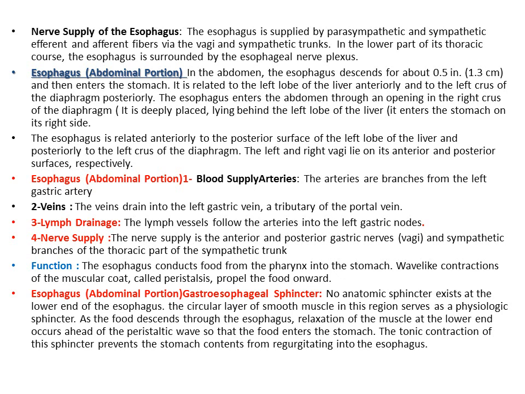The abdominal part of the esophagus: the blood supply is by branches from the left gastric artery, and the venous drainage is by the left gastric vein, an extrabuterary portal tributary. The nerve supply is by the anterior and posterior gastric nerves, which are vagal, and sympathetic branches of the thoracic part of the sympathetic trunk. The function of the esophagus is to conduct food from the pharynx into the stomach, with wave-like contractions called peristalsis propelling the food inward.